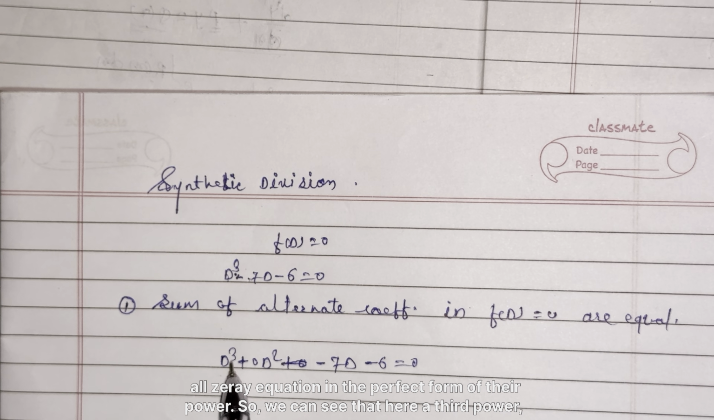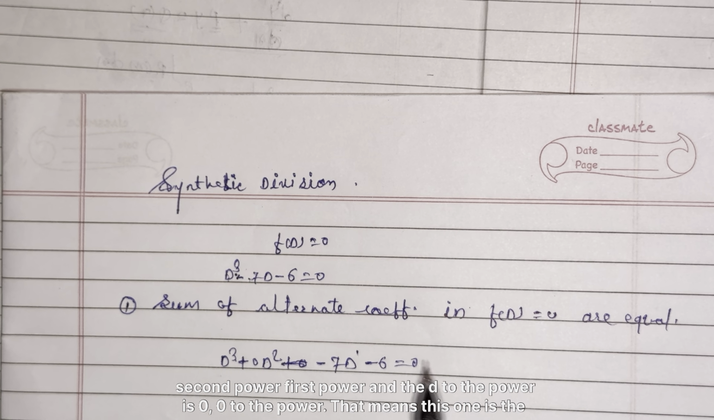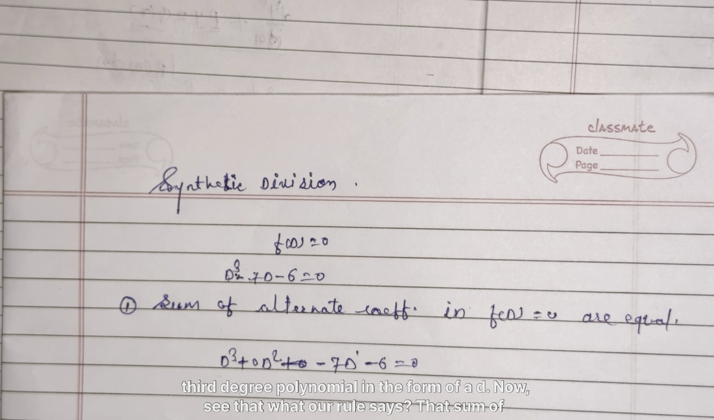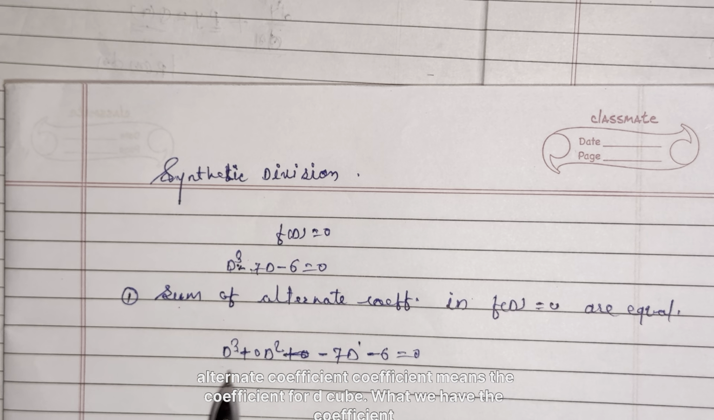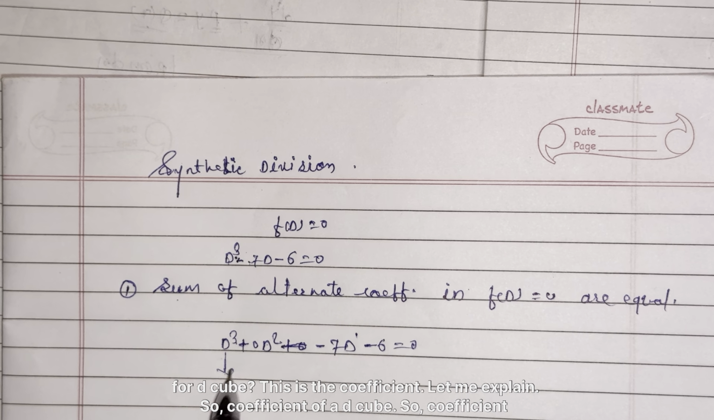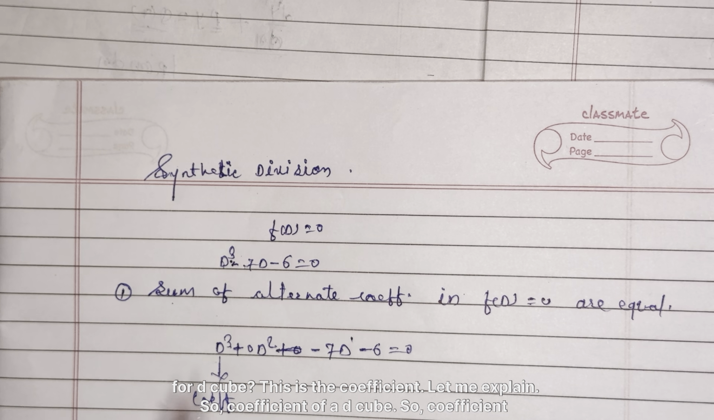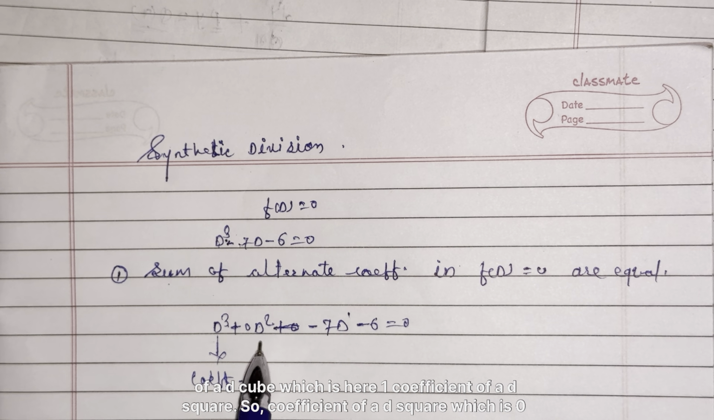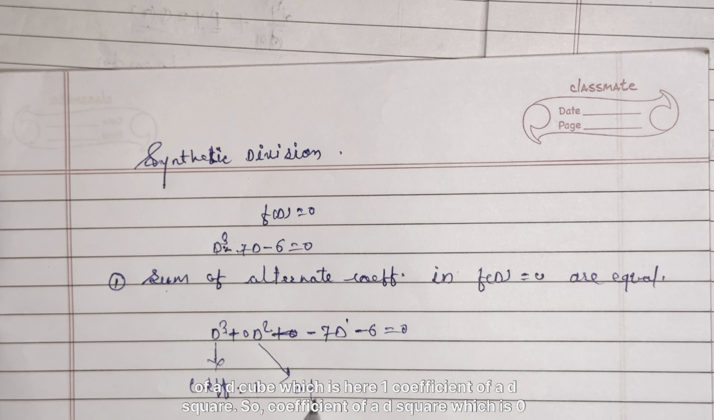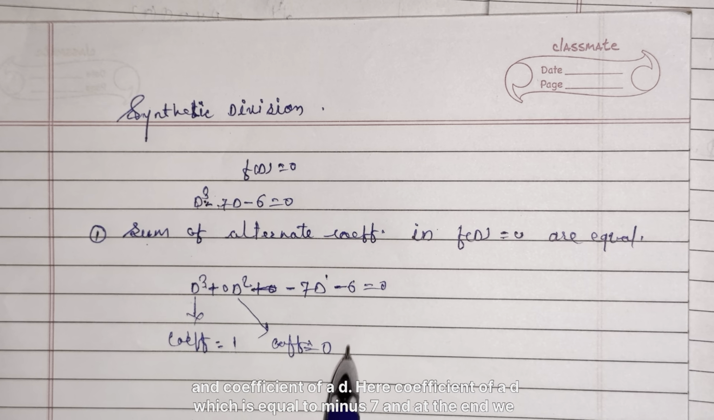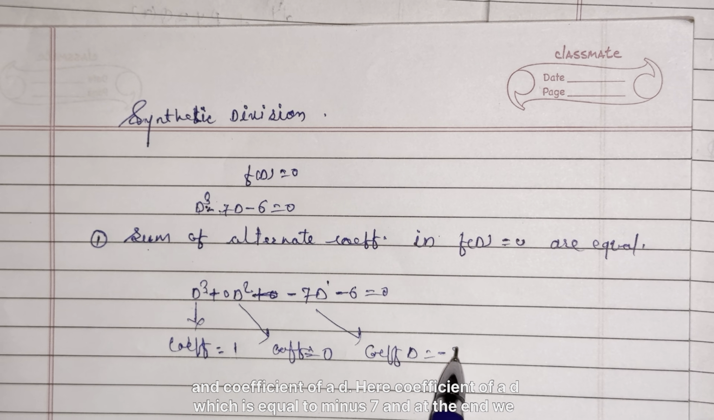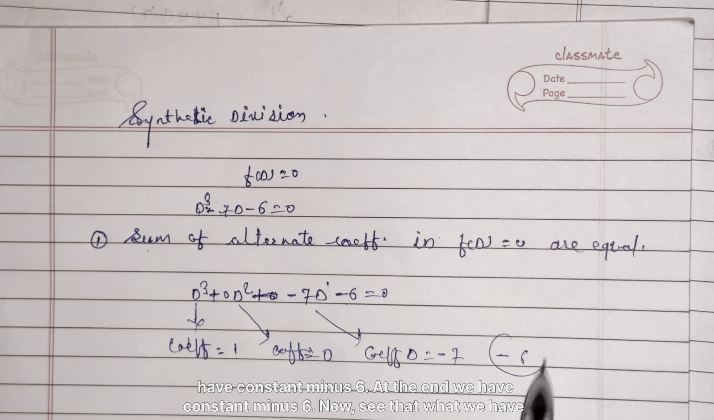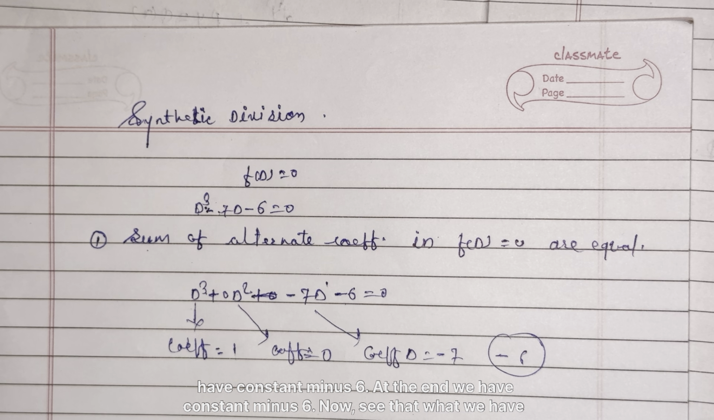Now I have converted this auxiliary equation into the perfect form of powers. We can see the third power, second power, first power, and the 0th power, so this is a third degree polynomial in D. The coefficient of D cube is 1, the coefficient of D square is 0, the coefficient of D is minus 7, and at the end we have the constant minus 6.